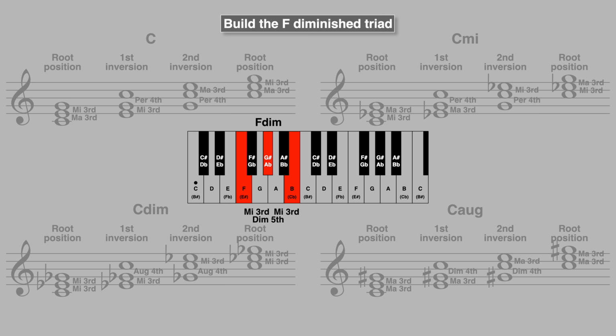In comparison to the major triad, the third and fifth intervals are flatted. Now we have 2 minor third intervals. The number of half steps from the root up to the third is 3, and the number of half steps from the third up to the fifth is 3. This creates a diminished fifth interval from the root up to the fifth of the chord.